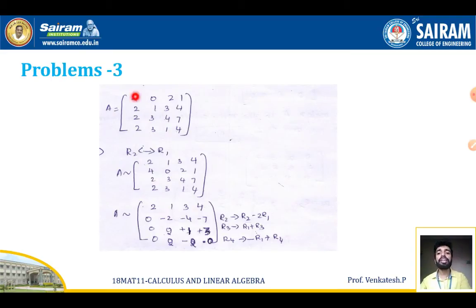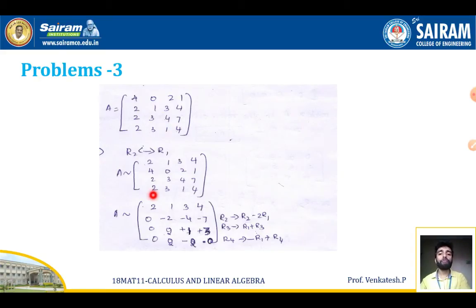After interchanging the first row with the second row, the matrix will be like this: 2, 1, 3, 4; 4, 0, 2, 1; 2, 3, 4, 7; 2, 3, 1, 4. I got it. Now I'm going to apply a series of row transformations to get an echelon form. The first thing is that we have to convert the first entries of the R2, R3, R4 rows to 0. To make the first entry of R2 zero, I can do the operation R2 implies R2 minus 2 R1. I can multiply this row by 2, so it will be 4 here, and I can make 0 easily. Again for R3, I can directly subtract R3 minus R1. R4 also I can make directly, subtracting R4 minus R1.